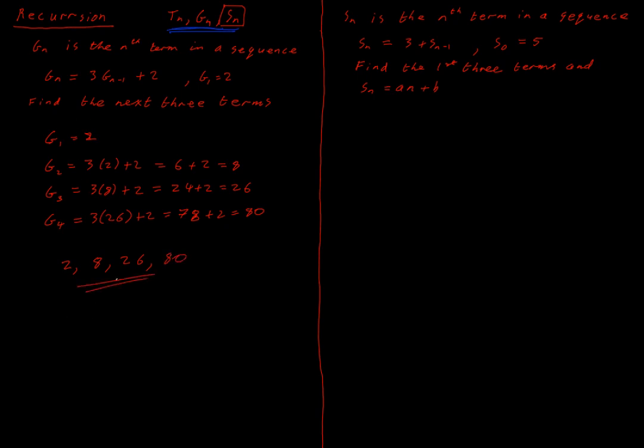So this is the difference in a recursive type relationship. Now again, we're going to look at our situation here where S of n means something different to what it usually means. It means a term in a sequence. So S of n is equal to 3 plus S of n minus 1, and we're told that the 0th term is equal to 5.